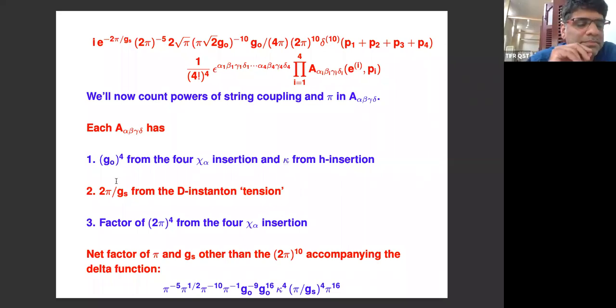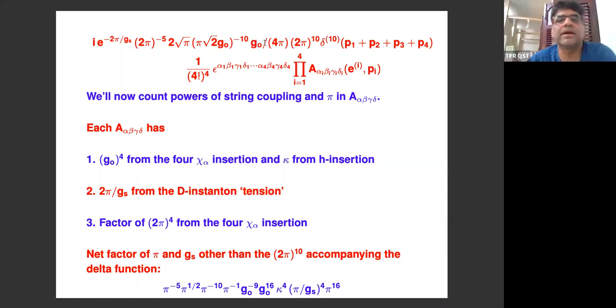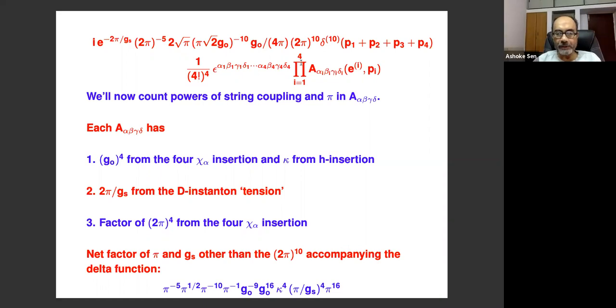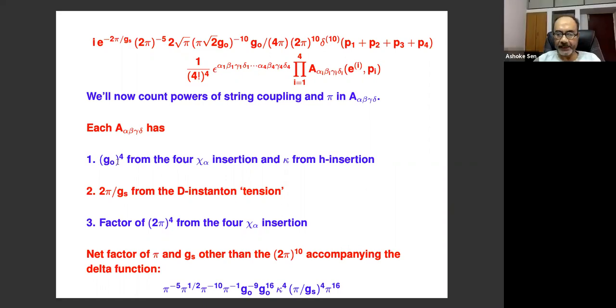In your top line, you had various powers of G0. The 1 over G0 to the 10 came from the zero modes, and the next G0 came from the gauge fixing, that gauge parameter. Then some more is going to come from the chi, which are hidden inside A. The G0 to the 4 comes from the chi's. So 16 chi's will give G0 to the 16.